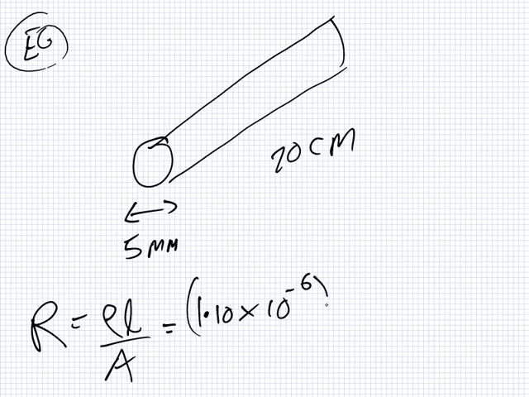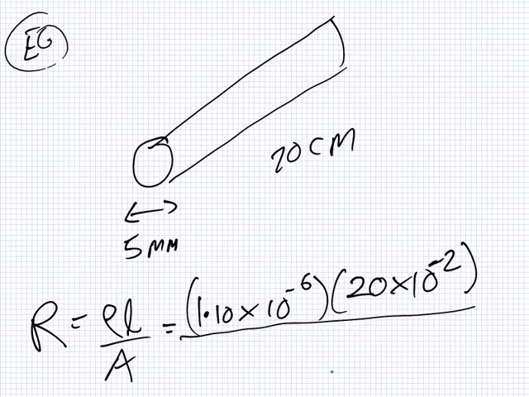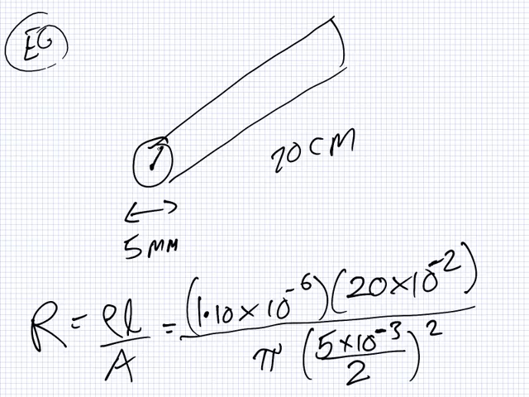1.10 multiplied by 10⁻⁶. And what's the length here? 0.2. 20 centimeters, 0.2. And now what is the area? It's πr². And what's the r? 2.5 millimeters. So it's 2.5 times 10⁻³ meters. This is 5 millimeters. Then you divide it by 2 to get the radius. The area is this formula.